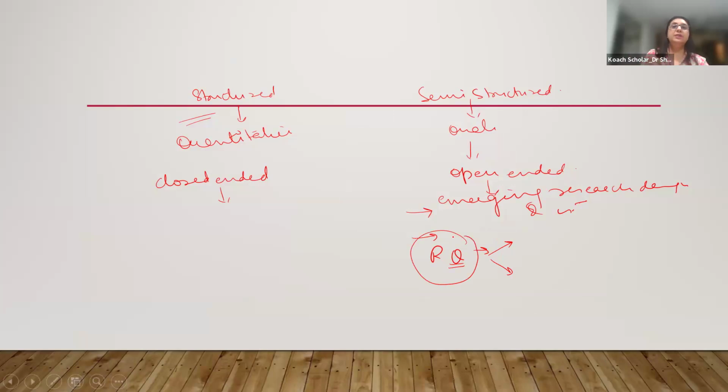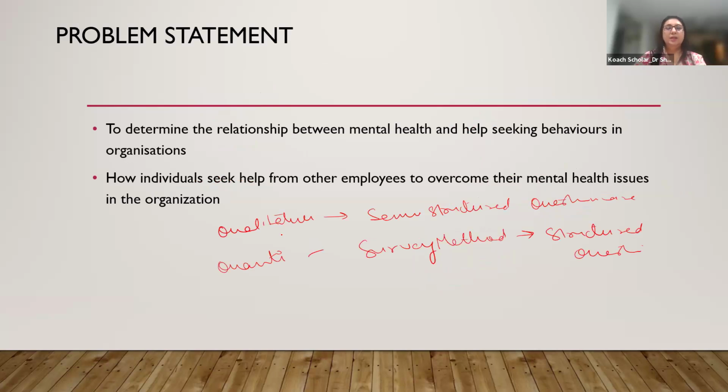Now, the point of discussion here is that whenever we make our research questions, these research questions come from a problem statement, right? So understand the flow. When you have a normal problem statement, for example, look at the first point: to determine the relationship between mental health and help-seeking behaviors in organizations. Now, this is your problem statement. This is the problem which you're trying to solve. Now, can you develop research questions? First, how are you going to frame your objectives? How are you going to make your research question?